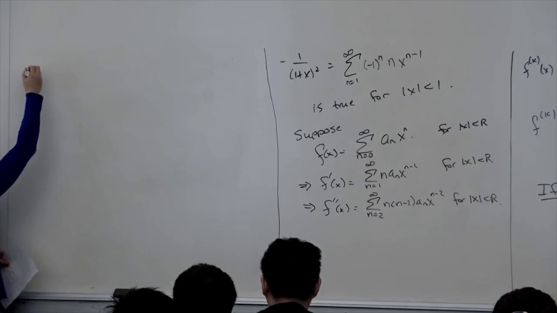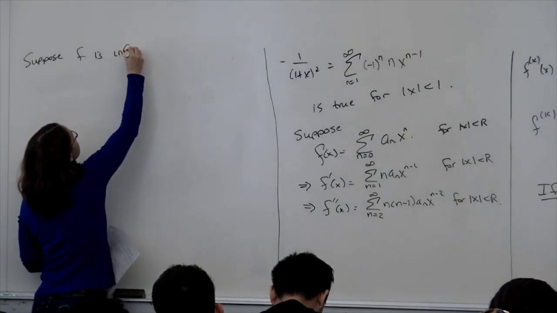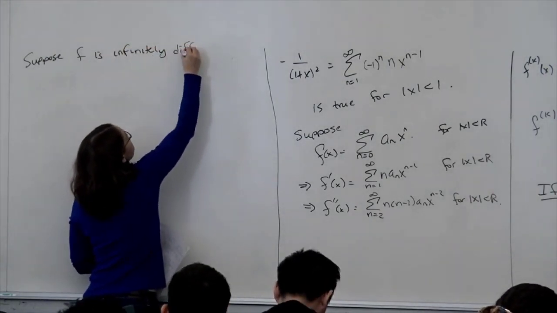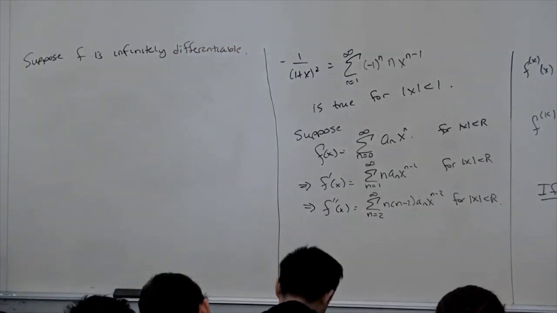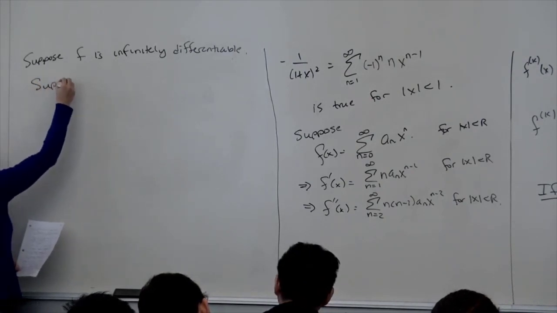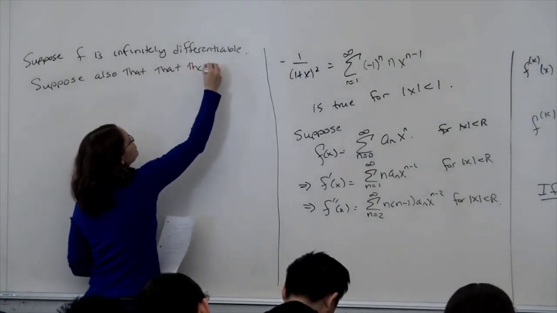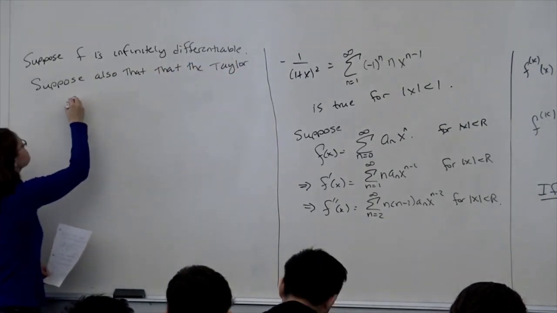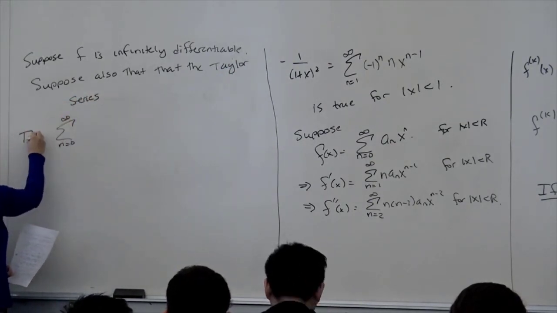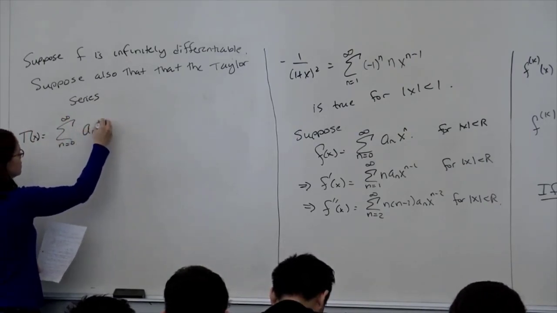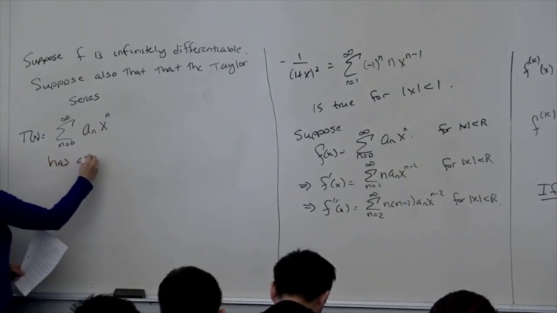So our follow-up question should be, suppose F is infinitely differentiable. Let's suppose also that the Taylor series, let's call it T of X, has a radius of convergence R.